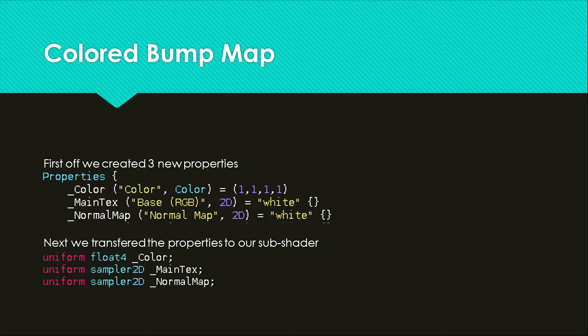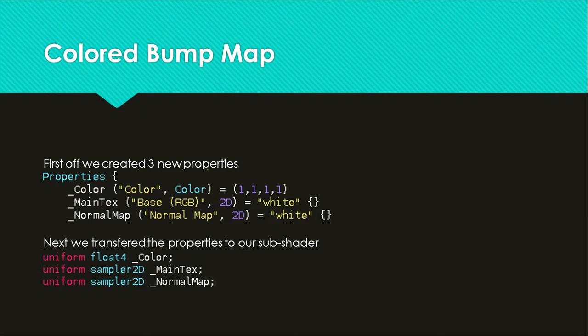Creating the colored bump map. First off, we start with the 3 properties: color, main text, and a normal map. In the color we always start with an underscore, to indicate that it's inside of Unity's interface. We give it the name color, and we give it some values. 1,1,1 is the starting color, which is white. We move down to main texture, call it base RGB, give it a 2D, and the same with the normal map.